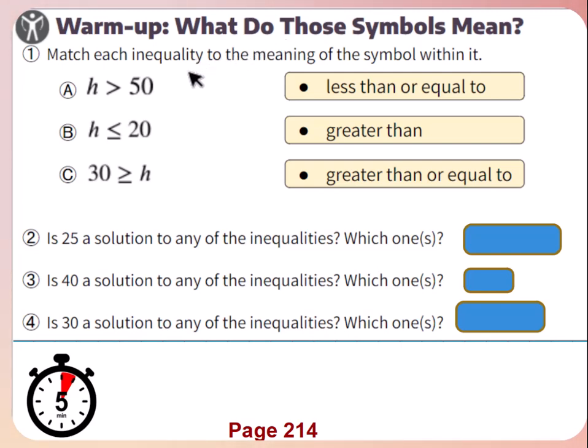Match each inequality, A, B, and C, to the meaning of the symbol within it. So you want to look at H greater than 50 and tell me what that symbol right here means. Do the same thing for B and C. And then go to question 2 and answer, is 25 a solution to any of the inequalities? Which ones? Try to do the same thing for 3 and 4. All right, pause your video, go to page 214 in your workbook, and then come back and check your answers.